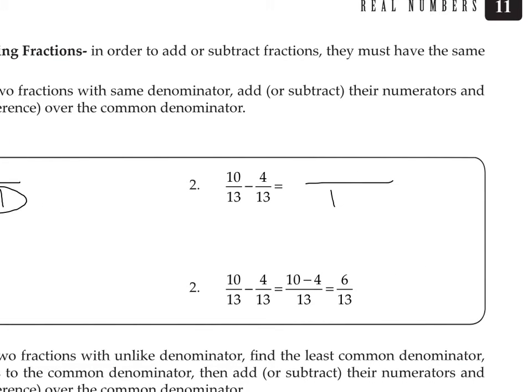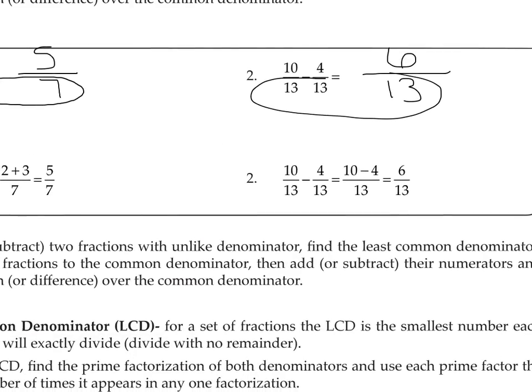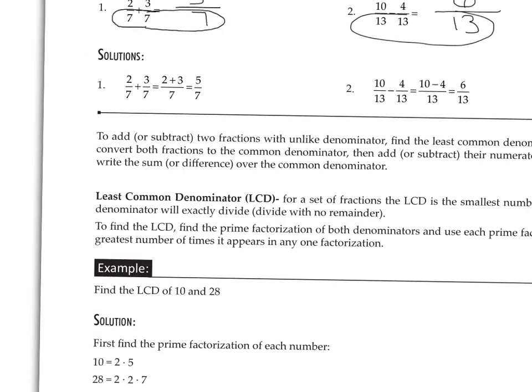So my denominator is 13. All three of these have to be the same. And then I just subtract: 10 minus 4 is 6. Of course, the last step is always to make sure they're reduced. But 6 and 13 don't have any common factors. So this is reduced already. Those are usually pretty easy for students.